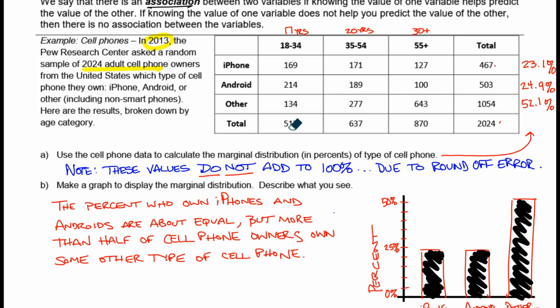I find that kind of interesting, because think about, again, your cell phone use versus maybe your parents' or your grandparents' cell phone use, and how maybe that has changed since 2013. Okay, again, this example illustrated the idea of a marginal distribution. So now we're going to go and look at another example.